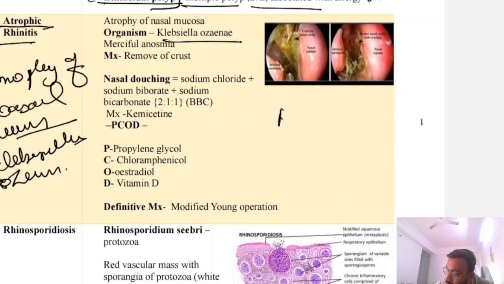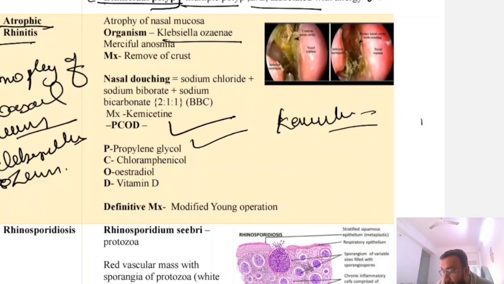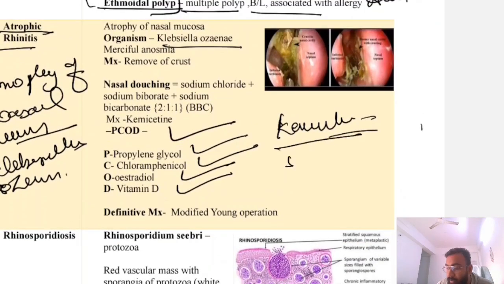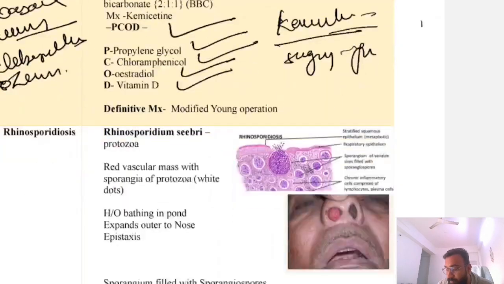And how will you treat? By giving Chemicetine. So Chemicetine has the component PCOD. That's it. What does PCOD mean? Propylene glycol, chloramphenicol, estradiol, and vitamin D. And the surgical management is the modified Young's operation.